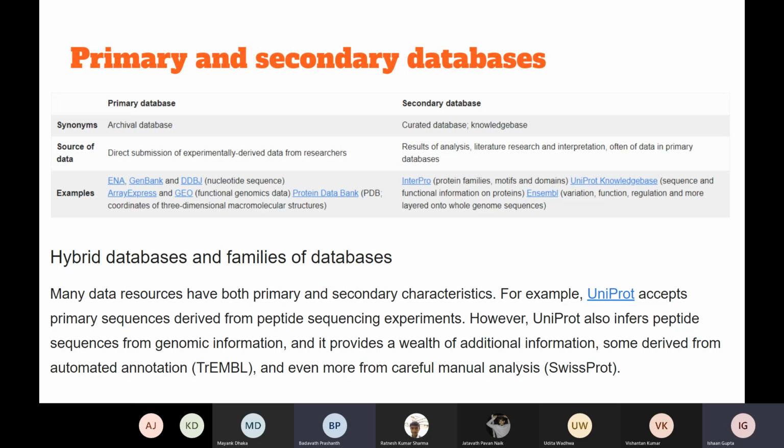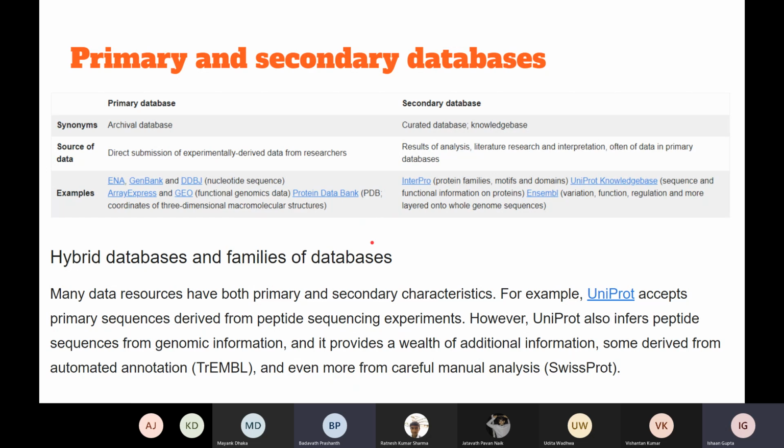All right. So again, to come up with the primary and secondary database classification: primary databases, their main job is to archive, is to store. Secondary databases, their main job is to curate, is to become a knowledge base, is to have meta information about the original source. The source of the data for primary databases is direct submissions from experimenters. The source of data for secondary databases is results of analysis and interpretation of that data. Examples are given here for each one of them, and we're going to talk about them in detail.